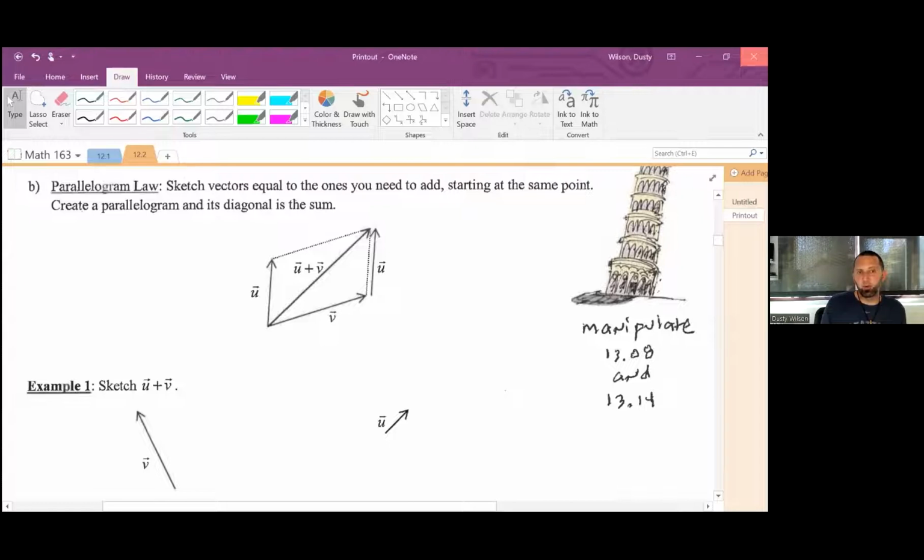We sketch vectors equal to the ones we need to add, starting at the same point, and we create a parallelogram, and its diagonal is the sum. So here is our u vector and our v vector, and notice they're starting in the same place. Then I'm going to stick another u at the end of the v, and another v at the end of the u, and I created a parallelogram, and this diagonal is the u plus v that I want for my sum. So let's look at a couple of animations to help us better see this.